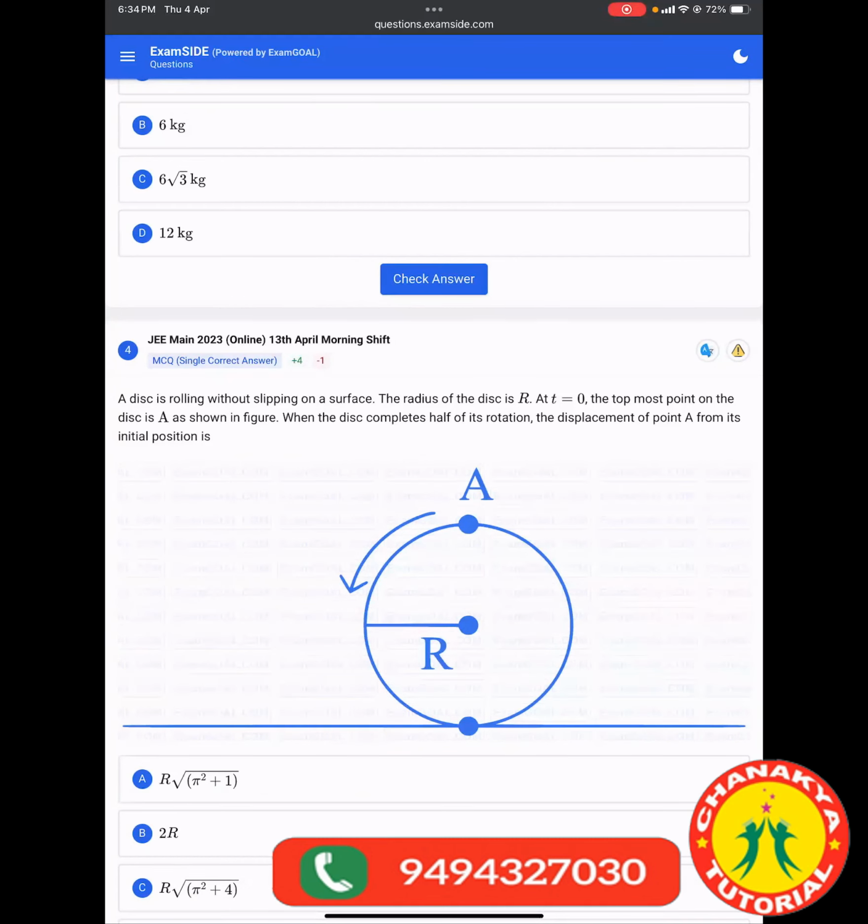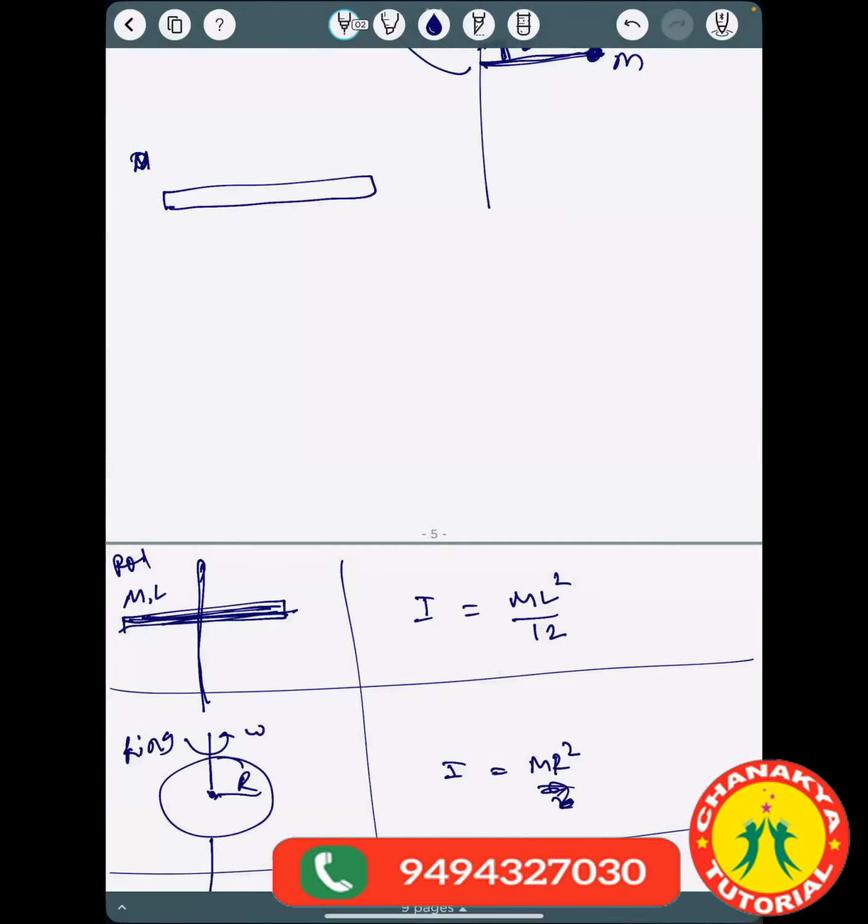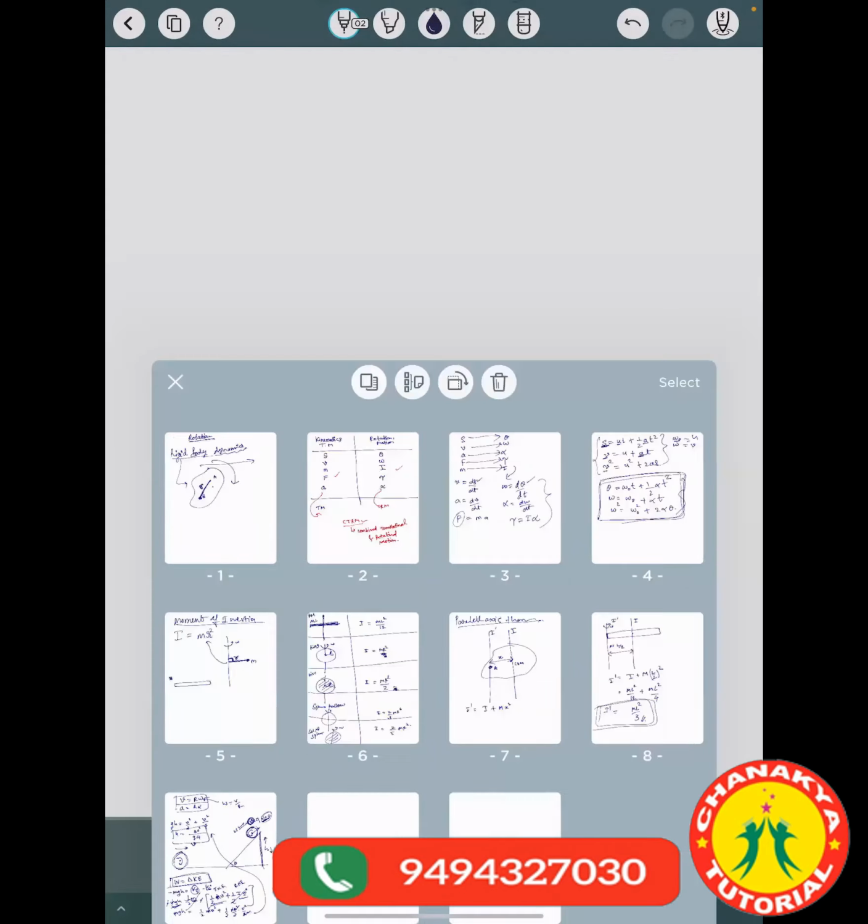Can you guys try this question? There is a disc which is rolling without slipping on a surface. The radius of the disc is r. So at t equal to 0, A was at the top, right? What they are saying is that point A is on the disc as shown in the figure. When the disc completes half of its rotation, they are asking what is the displacement of A. It's such questions they ask, very common.